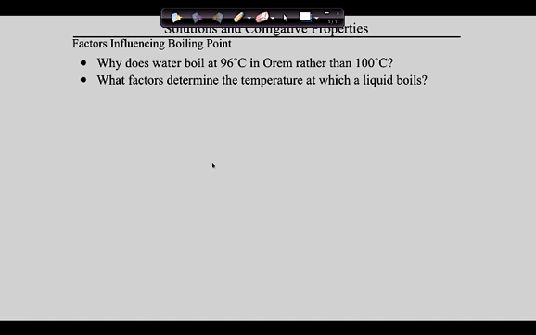So guys, why does water boil at 96 rather than 100 here in Utah? Do you know? It has to do with altitude, which is a function of air pressure. So guys, let's talk about this. This is actually why water does not boil at 100 degrees Celsius here in Utah. It is a question of atmospheric pressure.